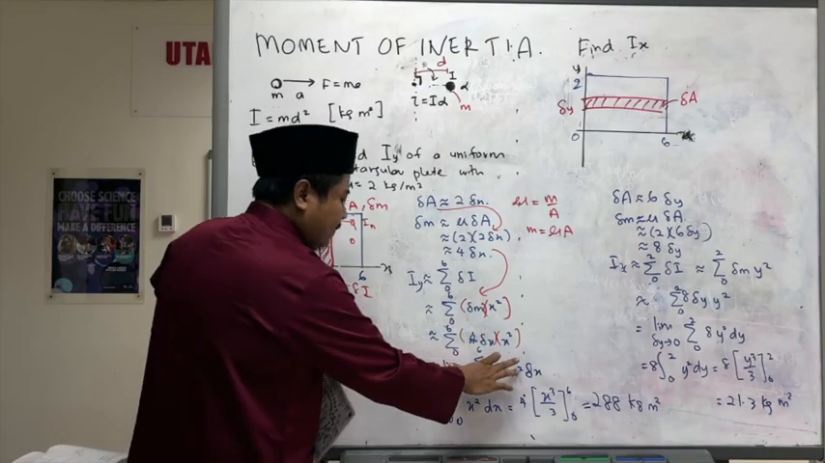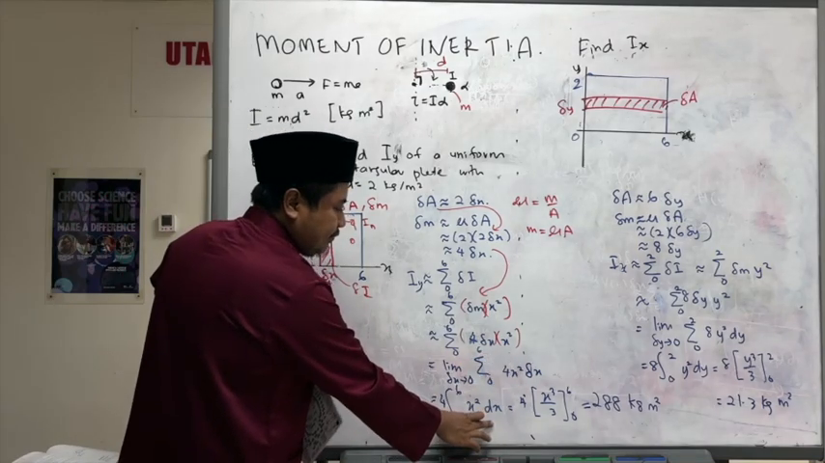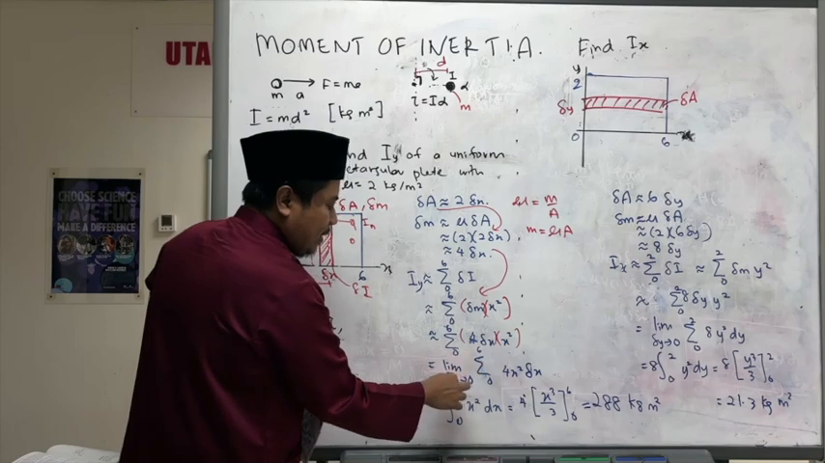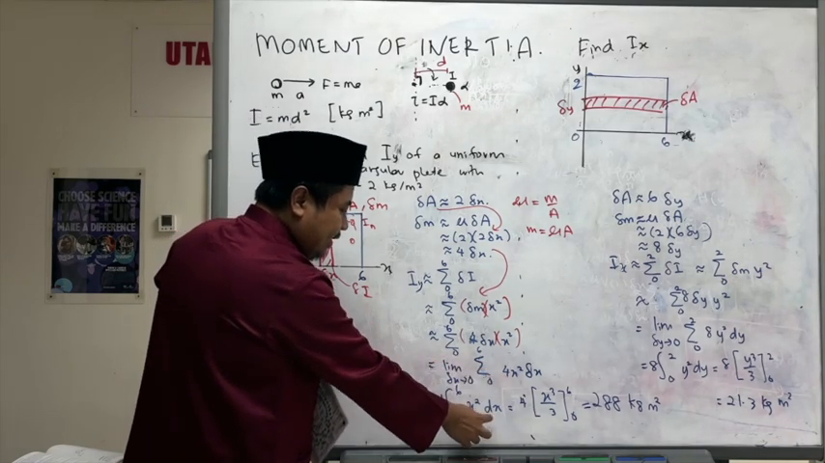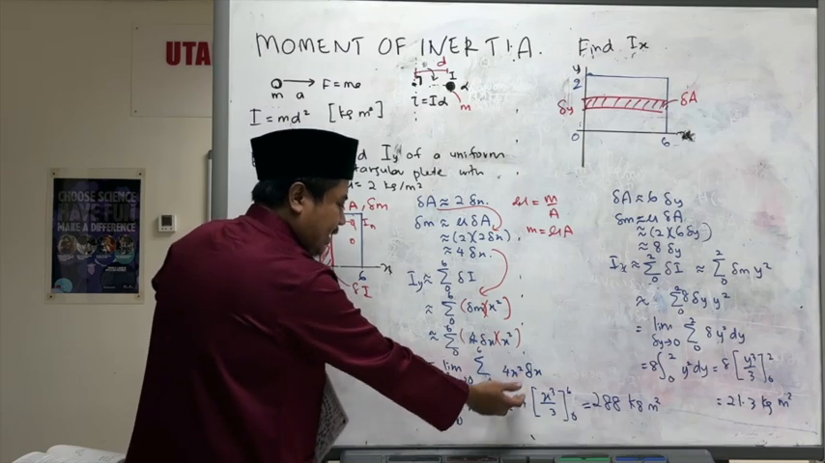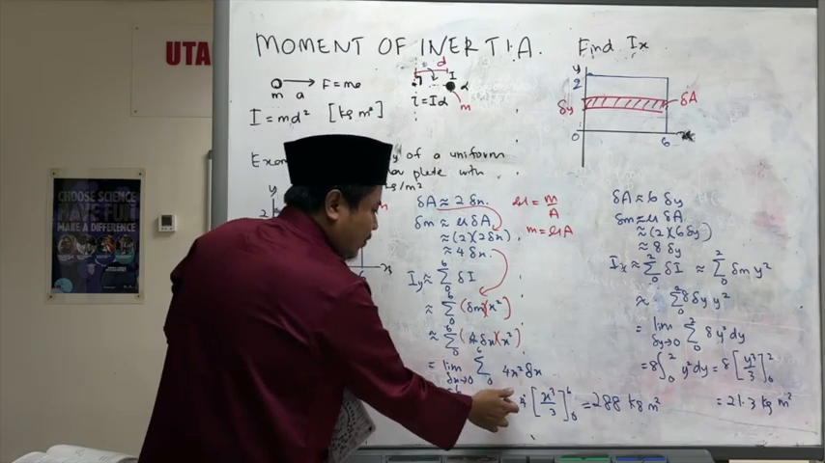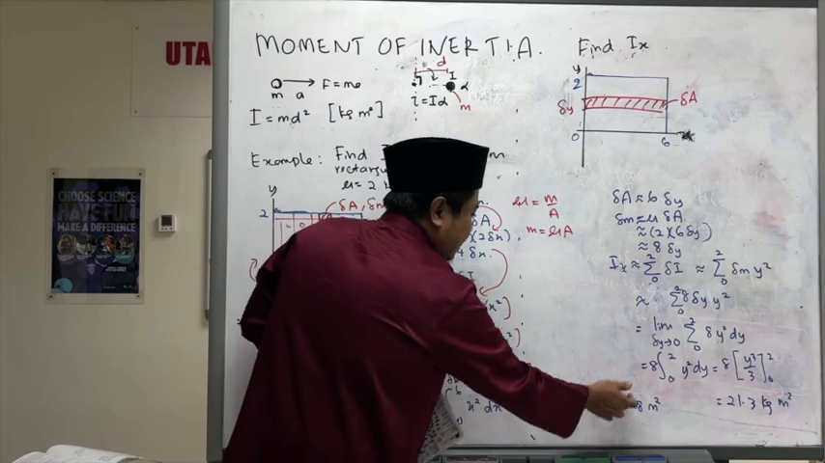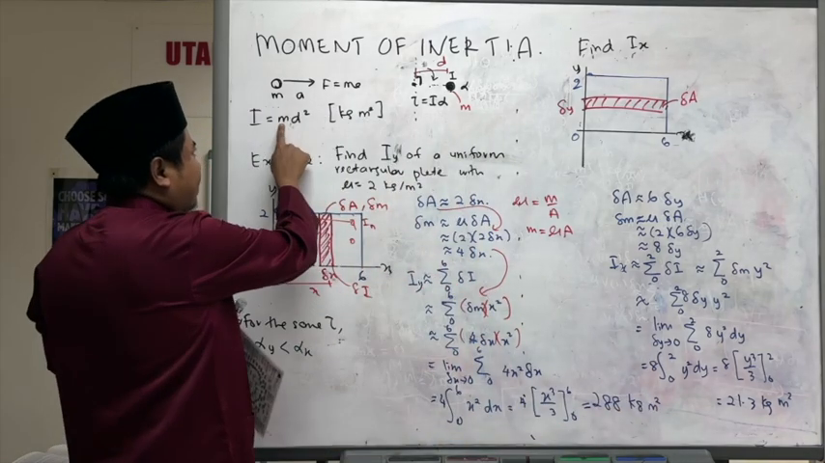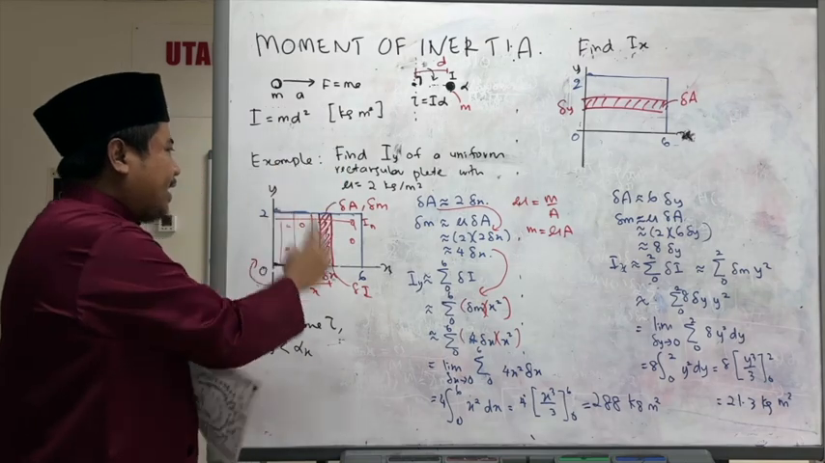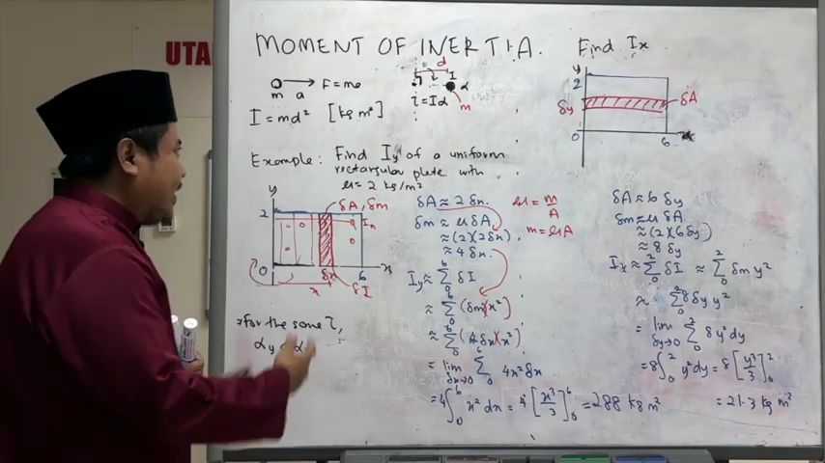Now we can convert into the integration form. The 4 we can put outside because it is just a constant. So integral of x squared dx, now it becomes dx, not delta x. Now we can evaluate, and we get 288. The unit should be kilogram meter squared. Alright, so this is for the y-axis.